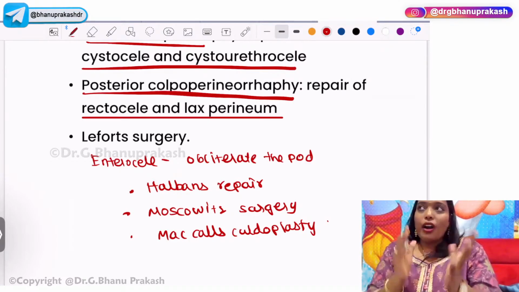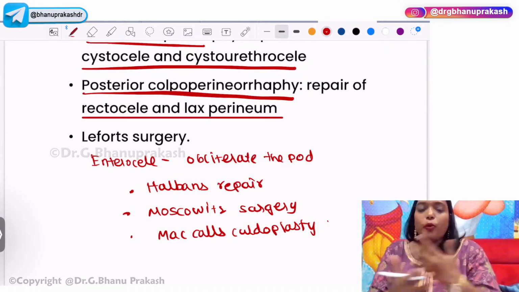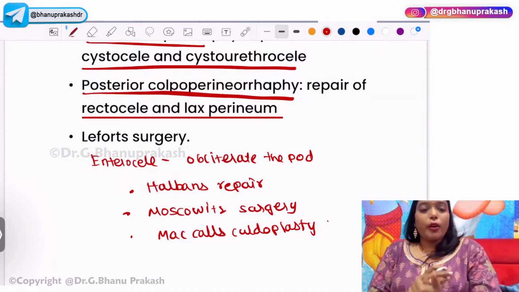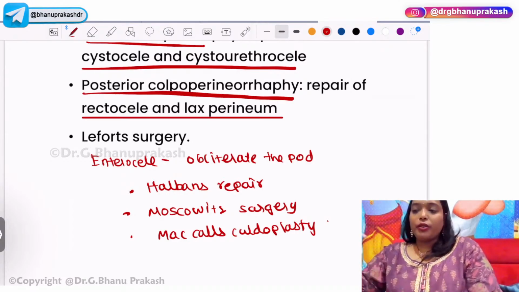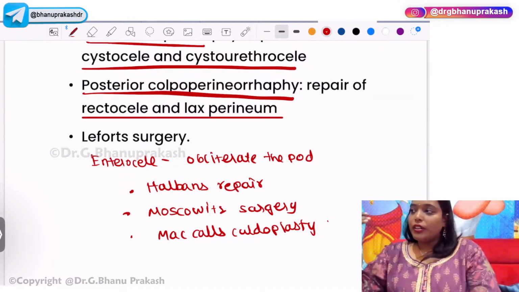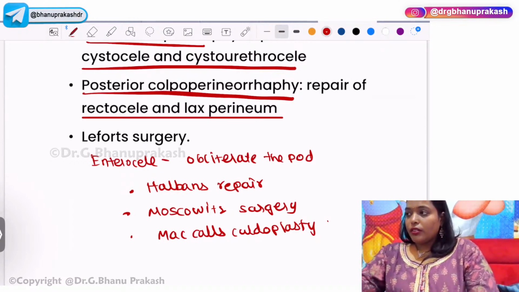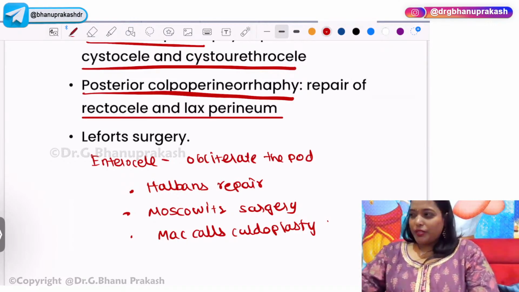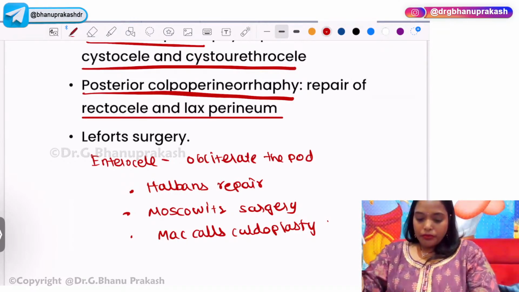See, basically, if you know what surgery for what, that's more than enough for you to rock the prolapse. I'll ask you the question, now you tell me. I'll tell you different case scenarios. So now I'll ask you questions, you try to answer, guys.